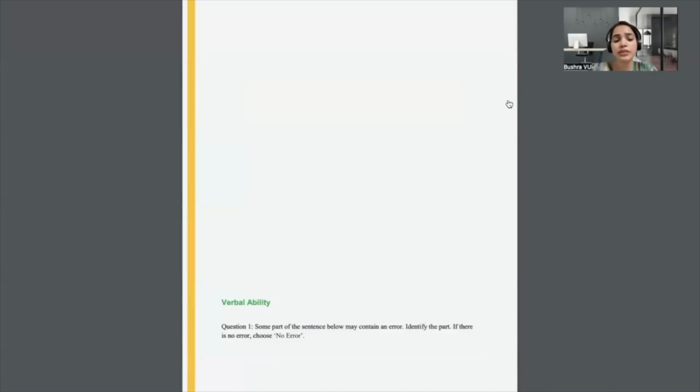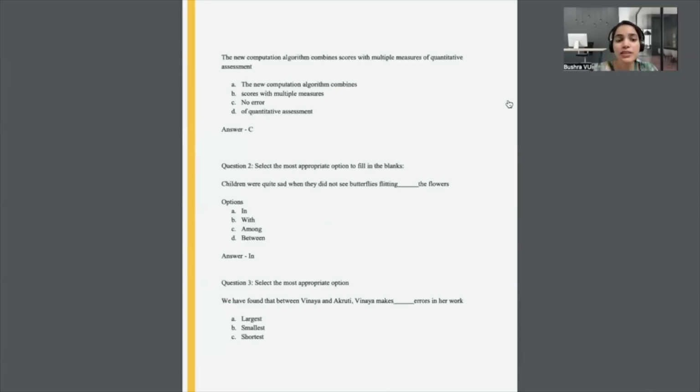So let us look at the first question. It is trying to tell that some part of the sentence may contain an error. Here you only have to identify the part which could possibly have an error, and if there's no error, just choose no error. Let's look at the question. The new computation algorithm combines scores with multiple measures of quantitative assessment.